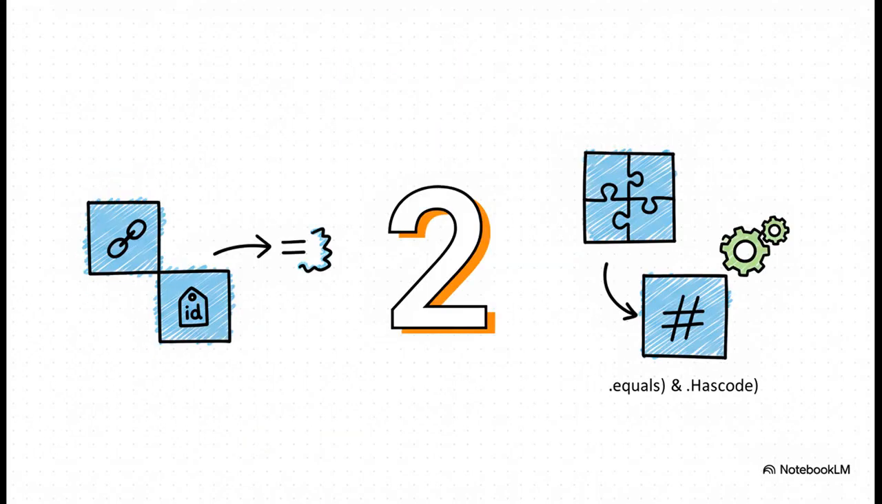So let's actually see this contract in action. It'll make more sense. Imagine we have a Person class. We're going to create two separate Person objects in memory. We'll call them p1 and p2. But we're going to give them the exact same data, same ID, same name. So for all intents and purposes, they represent the same person.